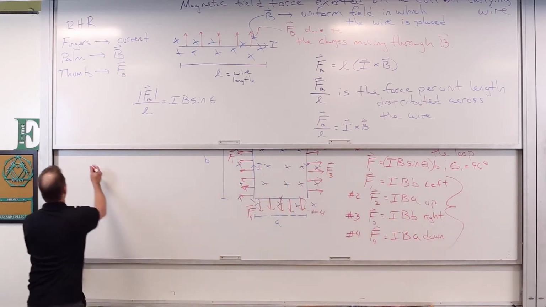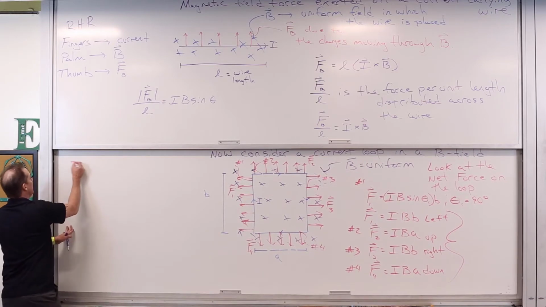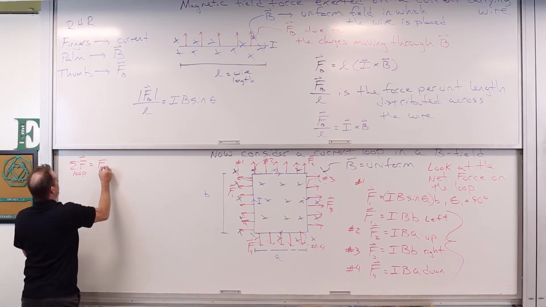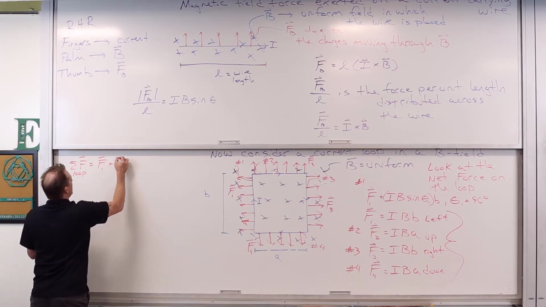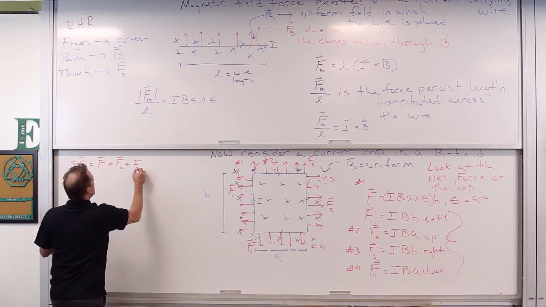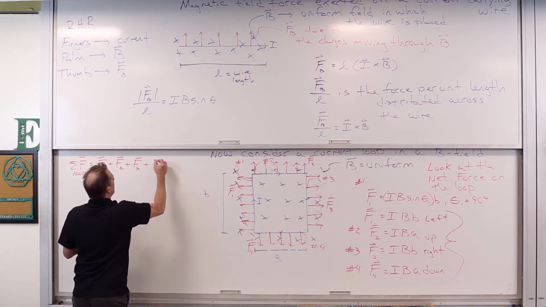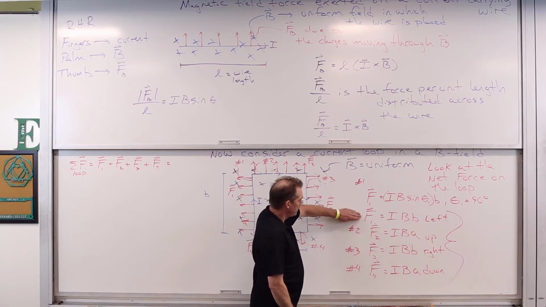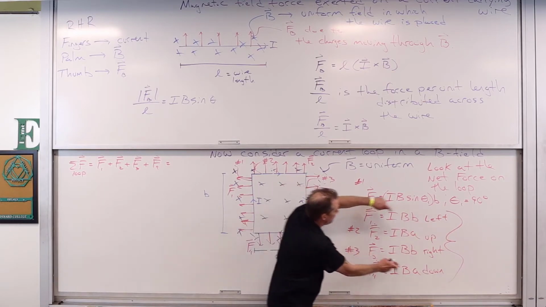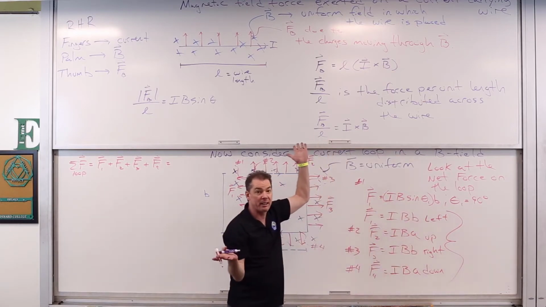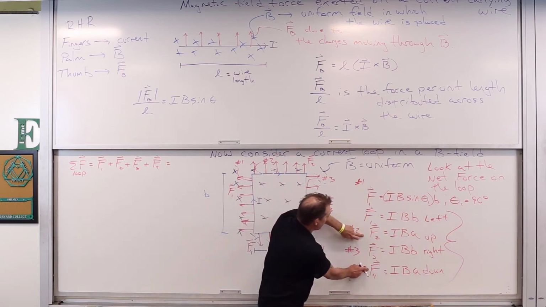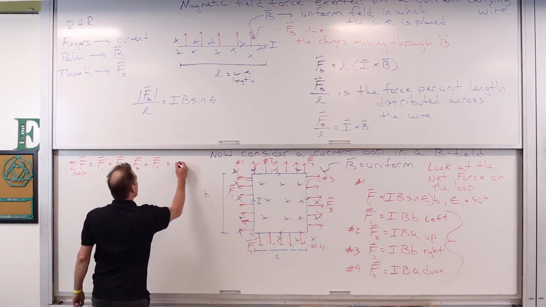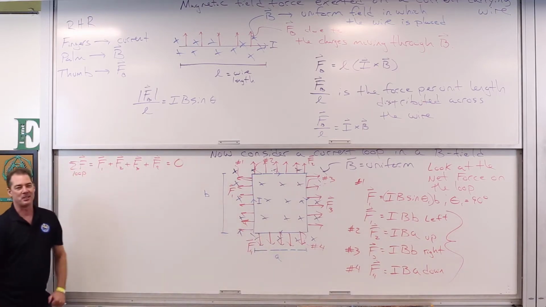Now, if we want the net force, we just add them all up, right? So the net force on the loop would be equal to F1 plus F2 plus F3 plus F4. What's that going to be equal to? Well, look at this. F1 and F3 have the same magnitude, opposite directions. They cancel each other out. F2 and F4 have the same magnitude, opposite directions. They cancel each other out. So net force is equal to 0.